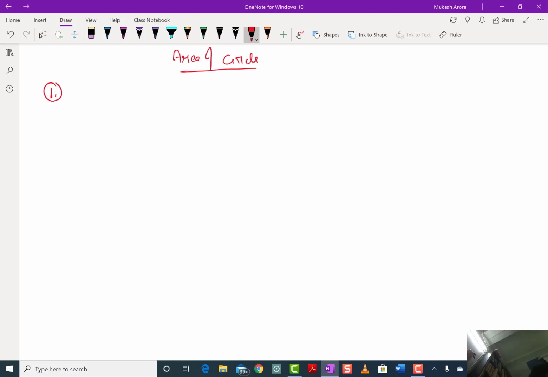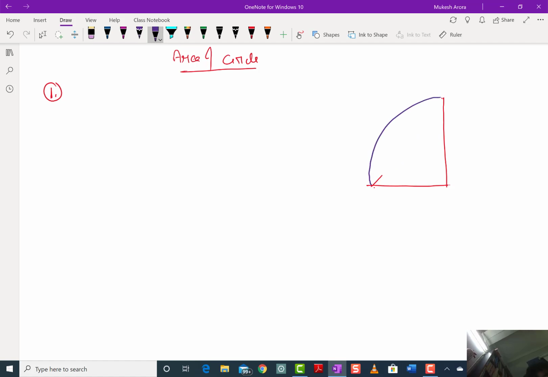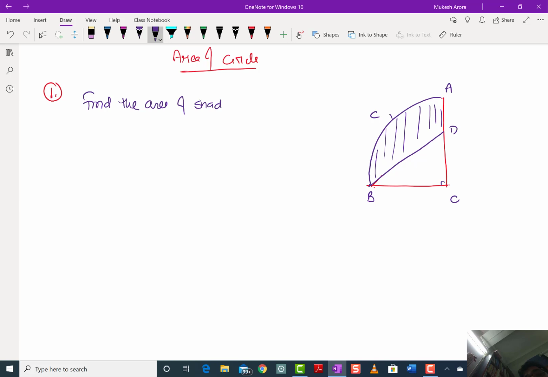Today we'll do the sums related to circles. The first question is: ACBO is a quadrant and BCD is a triangle. Find the area of the shaded region.